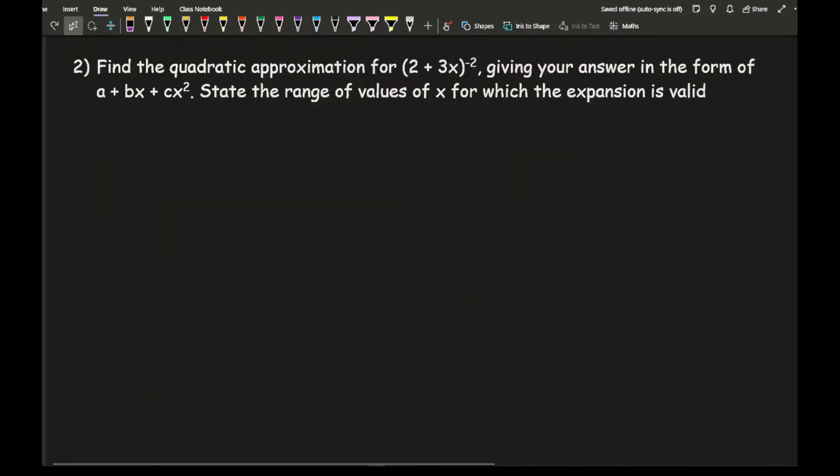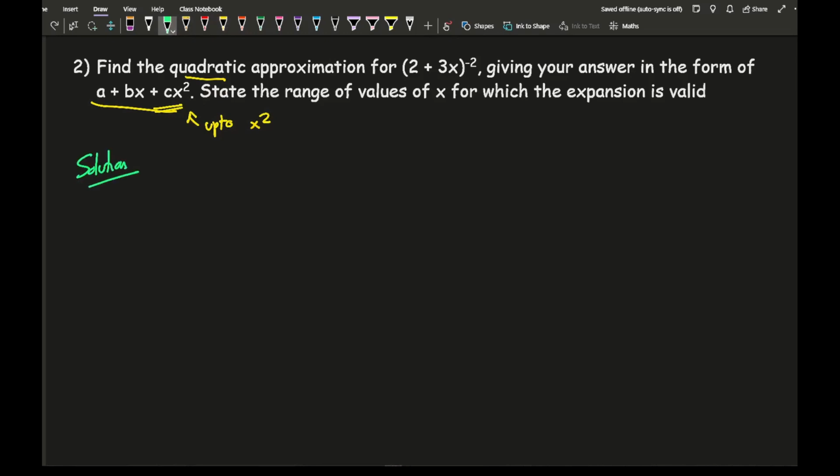So looking at our second example, it says find the quadratic approximation for 2 plus 3x to the power of minus 2, giving your answer in the form of a plus bx plus cx squared, and state the range of values of x for which the expansion is valid. So for this, we just need to highlight the key words. So we're looking at quadratic, and we want our final answer to look like this. Now looking at this stage here, all it's basically saying is for me to go up to x squared. So sometimes it'll be explicit in the question, sometimes they may use particular words to sort of, that's what they're actually meaning. So let's go straight on to the solution.